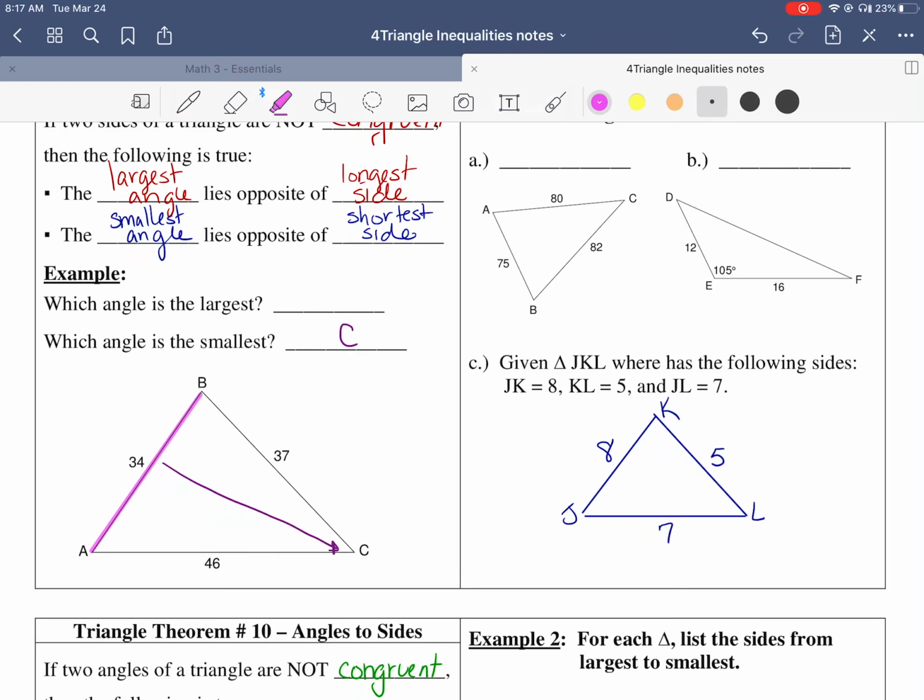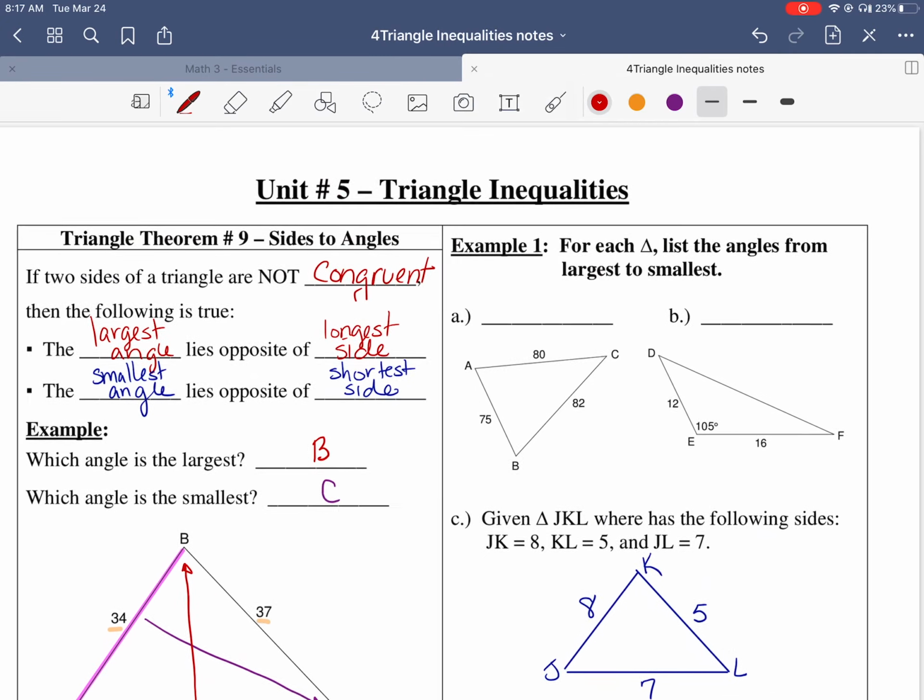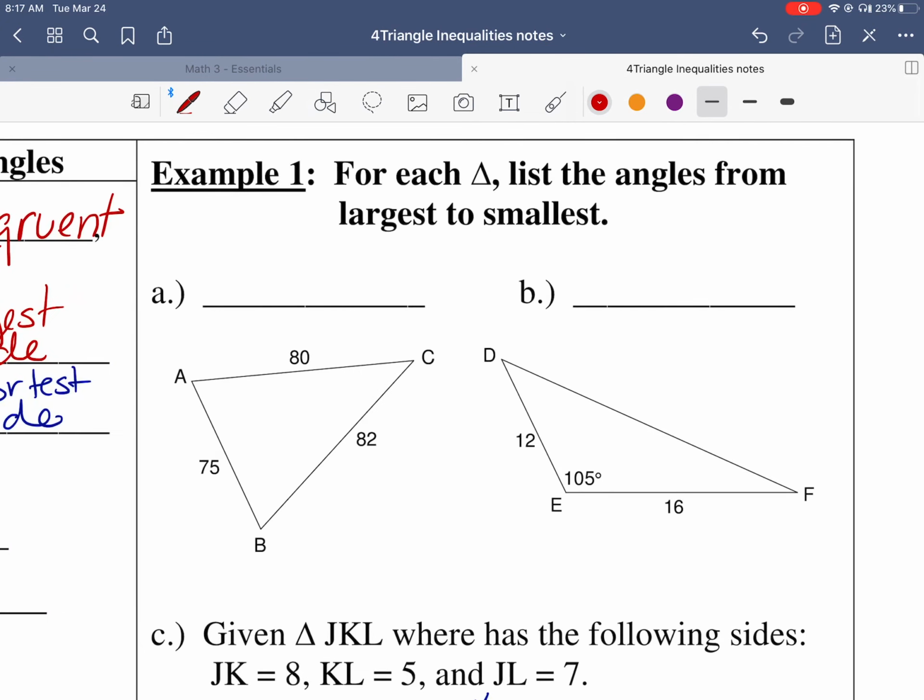To determine my largest, I'm going to find my largest side of 34, 37, and 46. 46 is the largest. If I go directly across from the 46, I arrive at angle B, and that means angle B is my largest angle. Obviously, if you have your largest and your smallest, you can figure out which one is in the middle. All right, a couple examples over here.